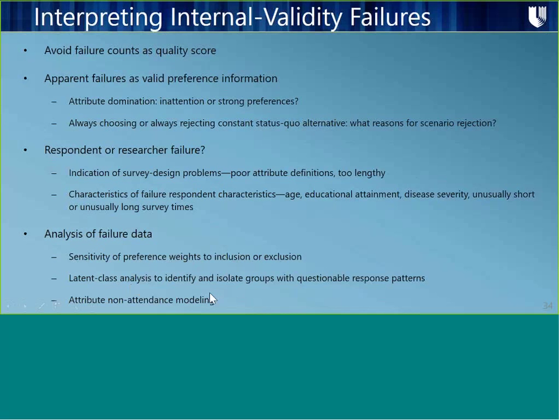We gave you an example for a scope test. We would want to test the sensitivity of the preference weights to including or excluding respondents who failed one or more validity tests. We often find that there are so few respondents who fail these tests that it doesn't make a meaningful change in the parameter estimates. We can use latent class analysis to identify and isolate groups that have questionable response patterns. That was the example we used for the scope test. There's also attribute non-attendance modeling, which is just a different flavor of latent class analysis.